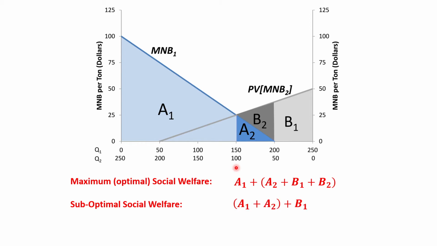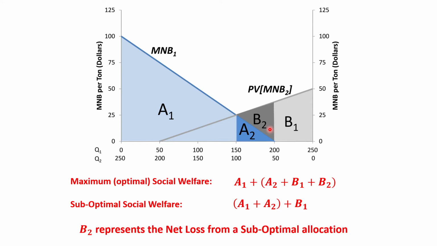But at the suboptimal, suppose that the first period consumed 200, then the first period is better off because they get A1 and A2. However, the second period only has 50 tons, so they only get B1. B2, nobody gets that. The first period didn't get that benefit, neither did the second period. B2 represents the net loss from a suboptimal allocation.